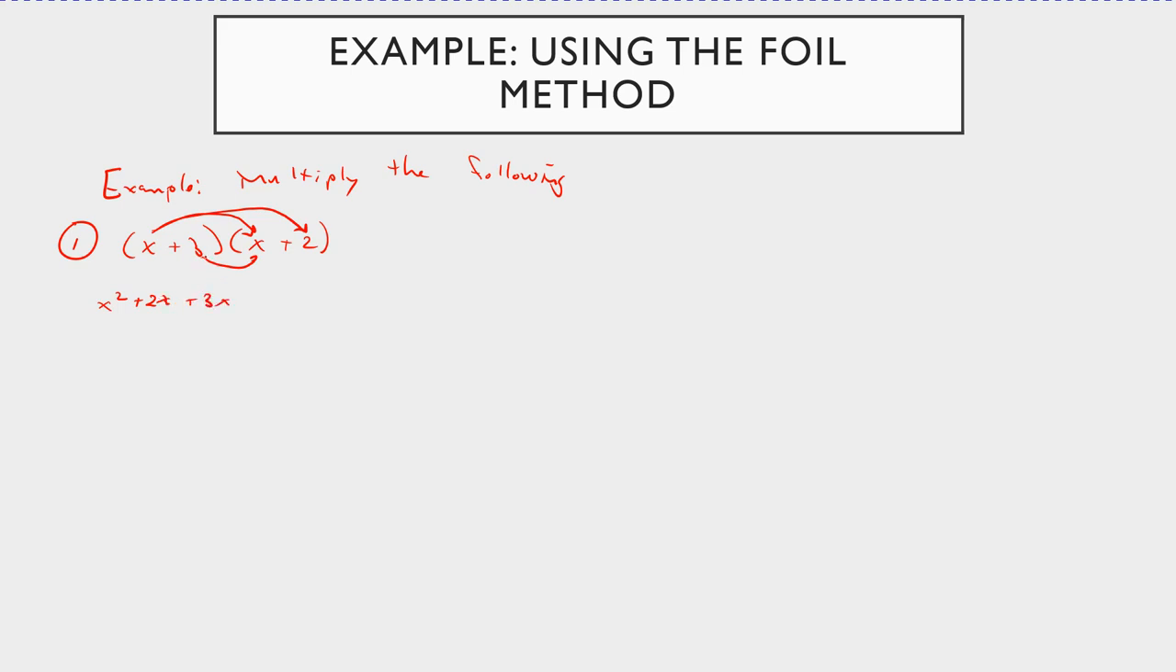And then L stands for the last. So 3 times 2 gets me 6. What you've got to always remember to do is combine the middle terms when you FOIL. So this is x squared, 2x plus 3x, that gets me 5x, plus 6.